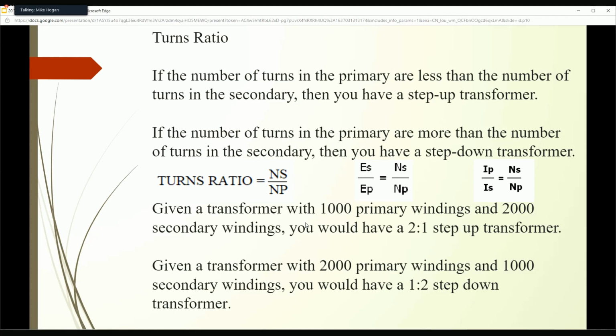If you have a step up transformer, meaning you've got more turns in the secondary than the primary, then you're going to have more voltage in the secondary than the primary. If you've got a step down transformer, meaning you've got more turns in the primary than the secondary, then you're going to have more voltage in the primary than the secondary. So it's usually either going to be a step up or a step down transformer.